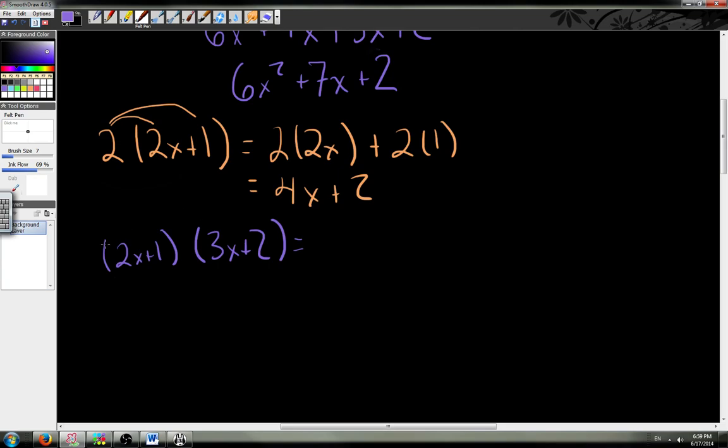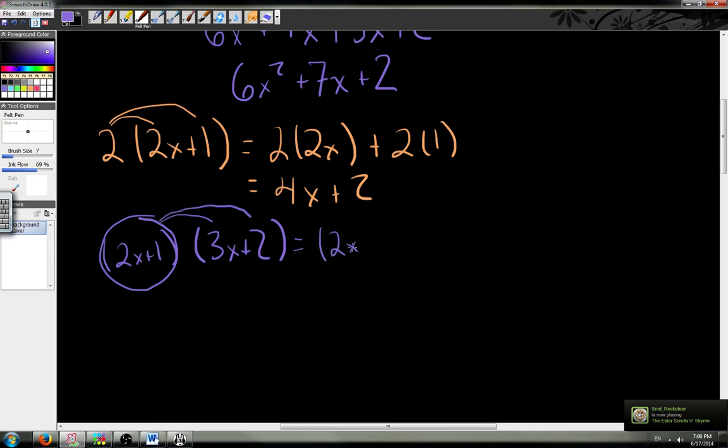So we have a binomial. We have basically two numbers that are grouped together, an expression of two numbers grouped together. So we can just think of this as one number. We can think of this 2x plus 1 like it's just a 2. And so we want to take this whole expression here and distribute it.